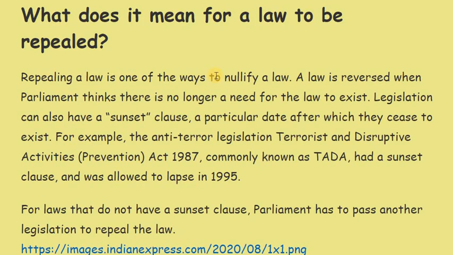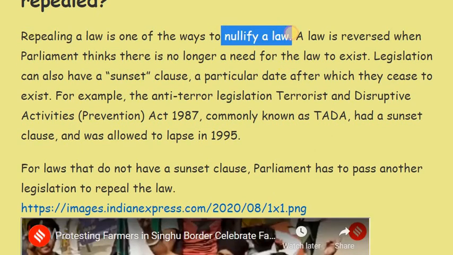What does it mean for a law to be repealed? Repealing a law is one of the ways to nullify a law. A law is reversed when Parliament thinks there is no longer a need for the law to exist. Legislation can also have a sunset clause, a particular date after which they cease to exist.